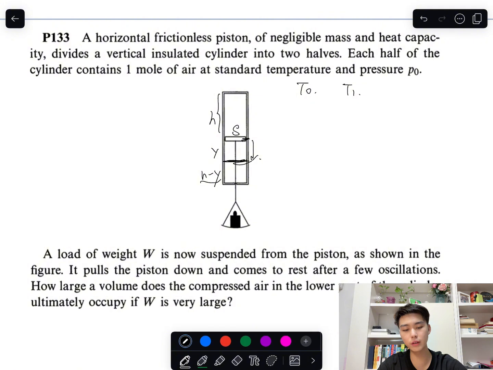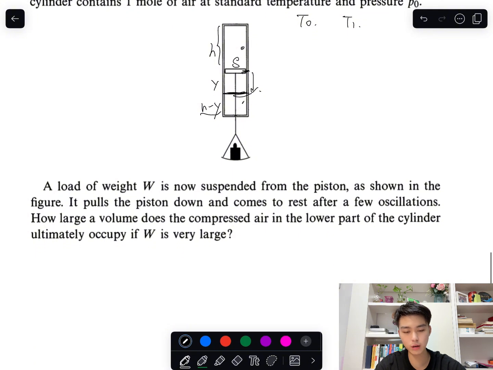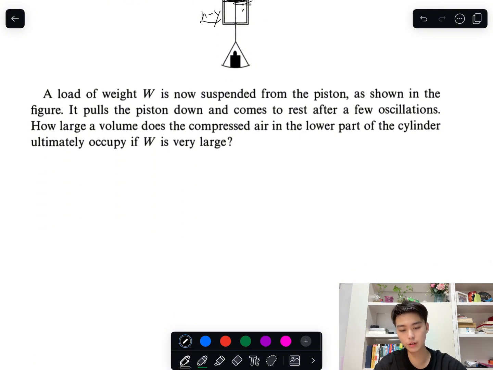Both of them have temperature T1. Well, we'll show that in the later calculations. So we shall write some equations now.